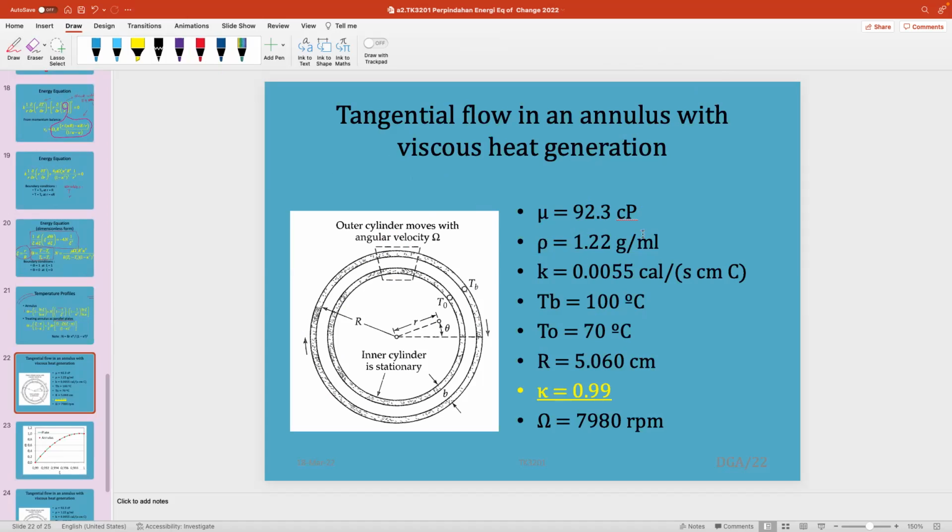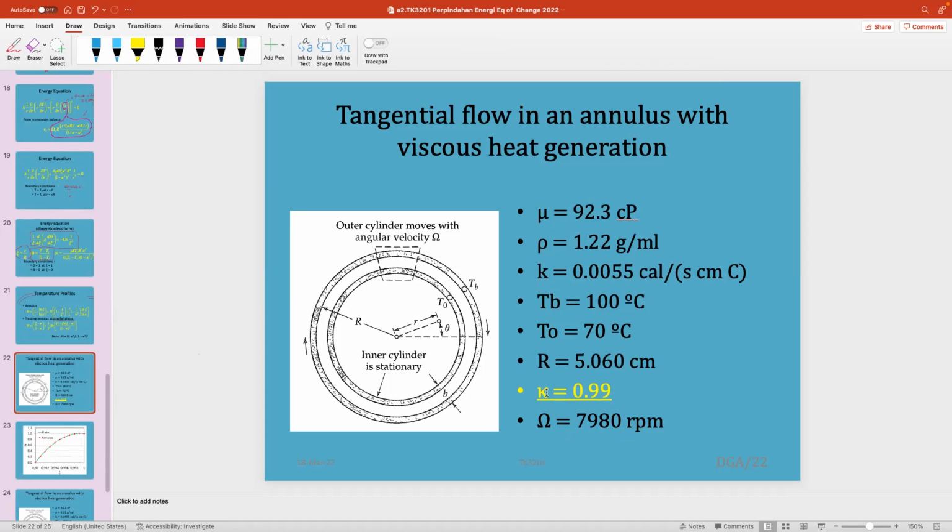This is the density of the fluid; it's quite dense, larger than water, since water is only 1 gram per milliliter. And then we also have K, the thermal conductivity of the fluid. We have the temperatures TB and T0, and also R, and we also know omega, the angular velocity.